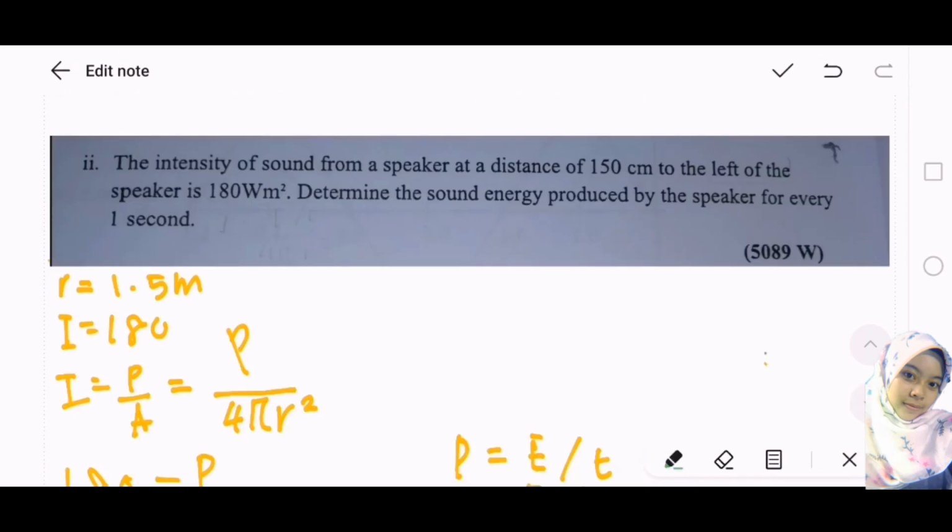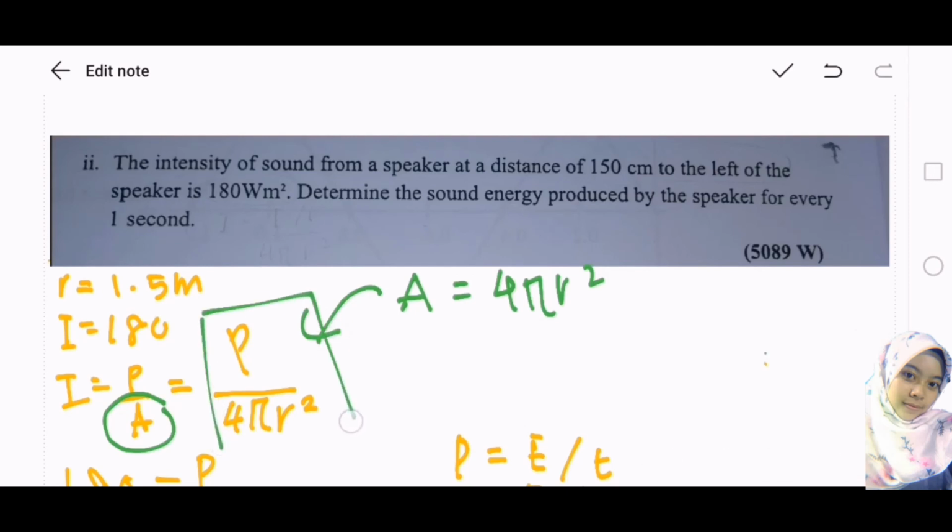Okay, we have a few questions. This is the first question. Write down the information we get from the question and the equation of intensity of sound. But the problem here, we don't have the area. We just have the distance. So, kita guna area of a sphere, 4 pi r squared. Substitute into the equation and we get I is equal to P over 4 pi r squared.